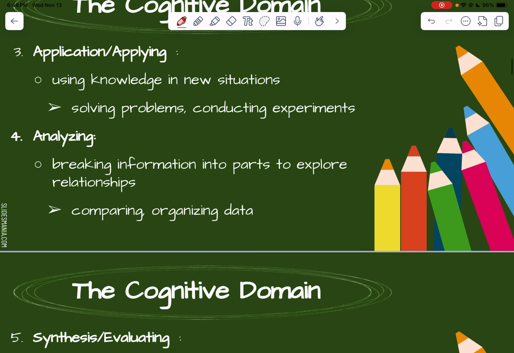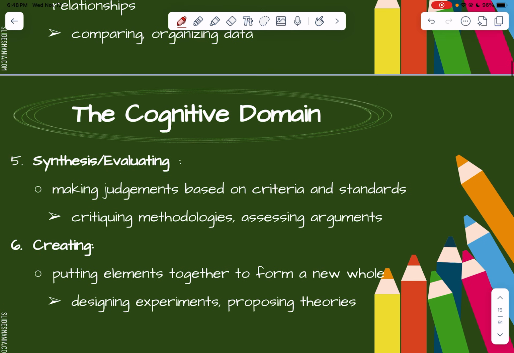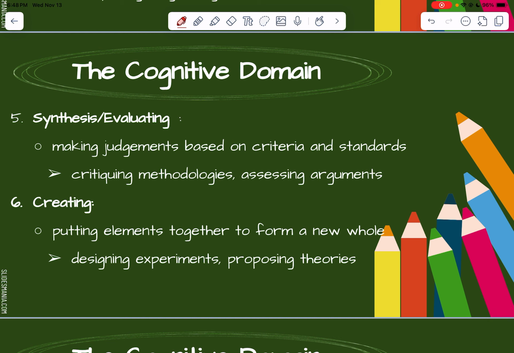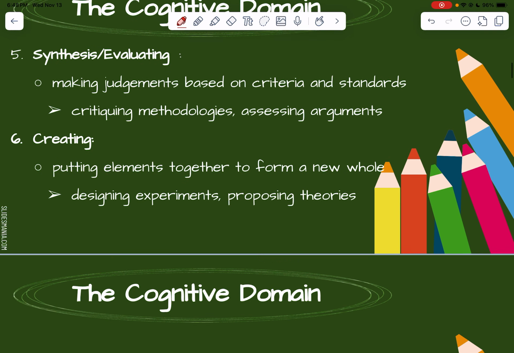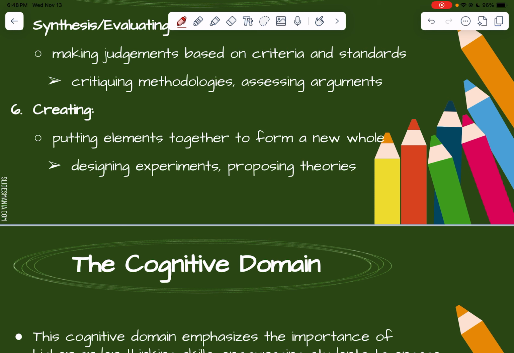The fourth step is analyzing. You're going to be breaking information into parts to explore relationships between them. So comparing and contrasting, grouping information, or organizing data. The fifth level is called synthesis or evaluating. This is where you're going to be making judgments based on criteria and standards. So you're going to be critiquing methodologies or assessing arguments. And then the last level is 6, and it's called creating. This is where you're going to be putting elements together to form a new whole. You're going to be designing experiments. You're going to be proposing theories.